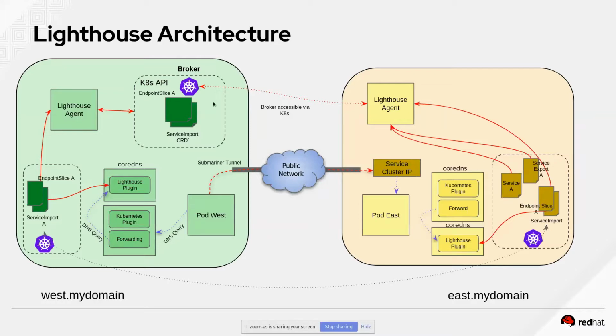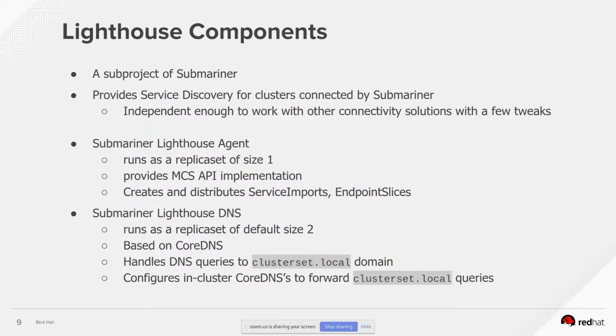And as you see over here, in this case, the broker is running on the west cluster. It can run on any of the data clusters that you are running, or it can run on a totally separate cluster if you want, which is not running data. That's up to you, because it's basically just, like I said, the DB using Kubernetes API endpoints.